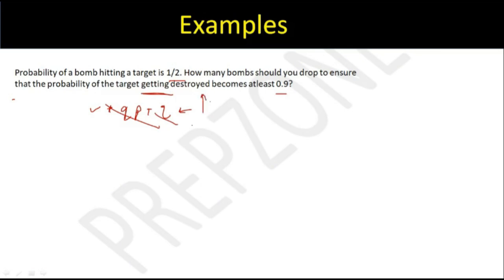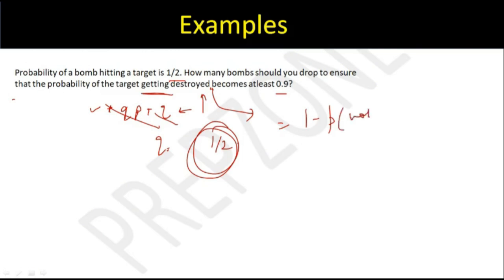The probability of the target not getting destroyed is 1 by 2, right? Now, this target gets destroyed if the bomb hits the target, right? So bomb not hitting the target is 1/2. So the probability of bomb not destroying the target is also 1/2. Now the total probability of the target getting destroyed is 1 minus the probability that the target does not get destroyed, right?